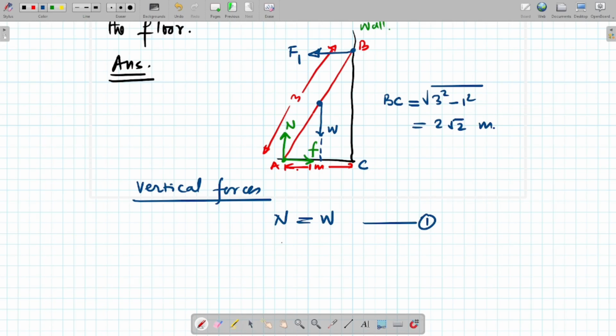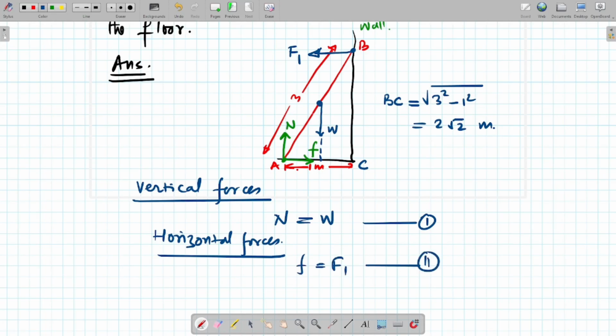Also, we can see the frictional force, horizontal forces. What will happen? F should be capital F1. This is my second. Yes or no? ये हमने बताया था इक्विलिब्रियम के लिए आप लोगों को.